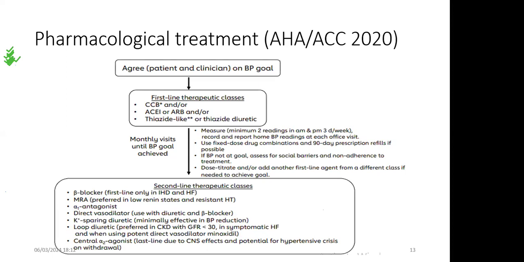So first line therapeutic classes for managing hypertension: calcium channel blockers are very important. And then ACE inhibitors and ARBs are very key. And then thiazides or thiazide-like diuretics. You guys are now intern pharmacists, so I expect you to know examples of each of these drugs. Every class you should be able to list like 5 examples, so that they say a good pharmacist is one that knows pharmacology.